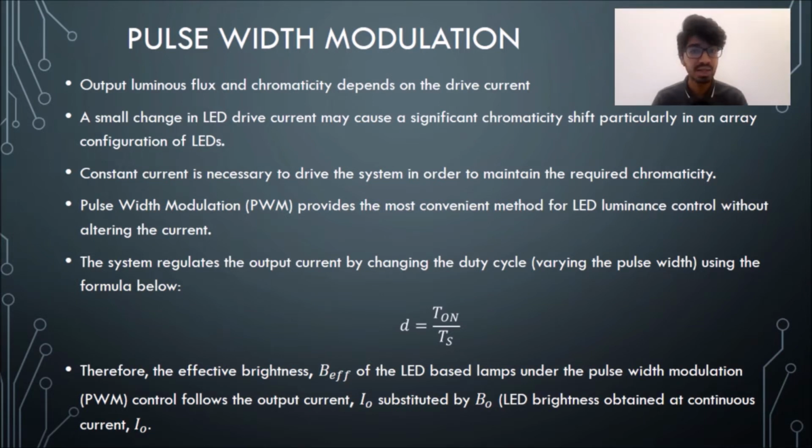Therefore, it can be stated that the effective brightness B effective of the LED-based lamps under the pulse width modulation (PWM) control follows the output current I/O, substituted by BO, which is the LED brightness obtained at continuous current.